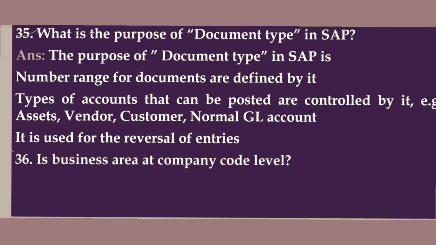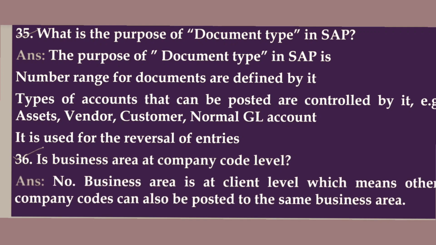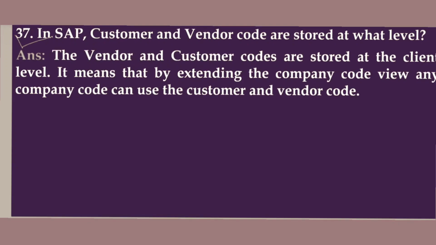Is business area at company code level? No, business area is at client level, which means other company codes can also be posted to the same business area. In SAP, customer and vendor codes are stored at what level? The vendor and customer codes are stored at the client level. It means that by extending the company code view, any company code can use the customer and vendor code.